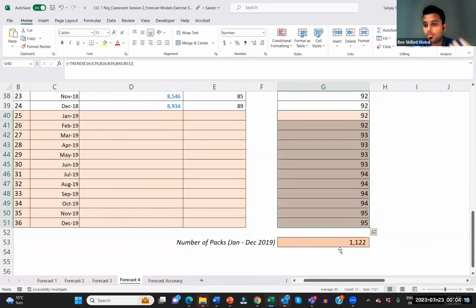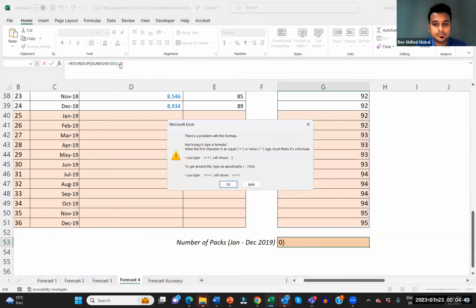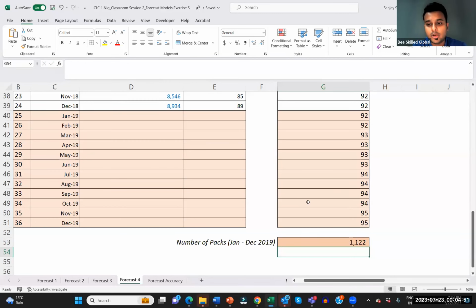So how do we know how many packs we need for 1 year? We simply do the sum of the highlighted cells, and we get this. Okay, now if we do round up, rounding up gets to 1122.